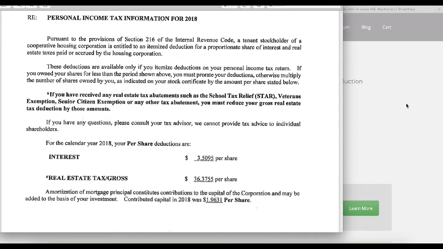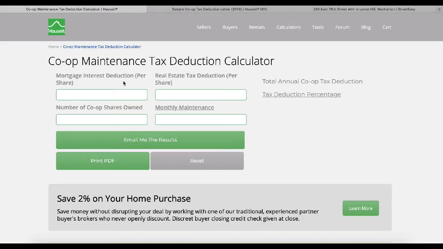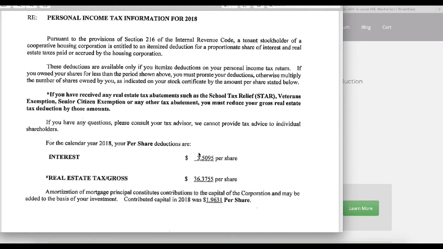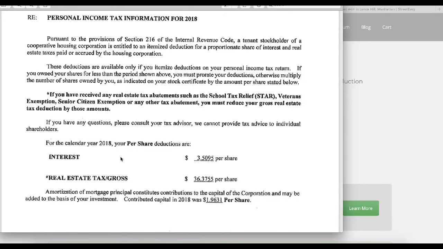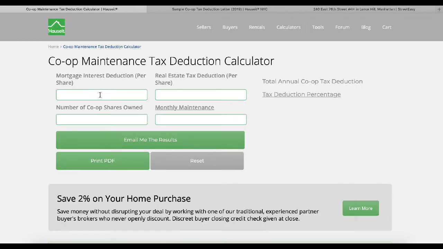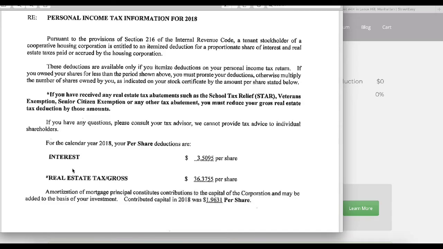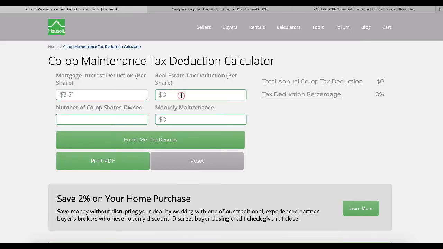So what you would do is go to the calculator here and take these figures from the tax deduction letter and plug them into the calculator. So the interest deduction is approximately $3.51 a share. So we would put that in here, and the real estate tax deduction is about $36.38 a share. So we would put that right here.